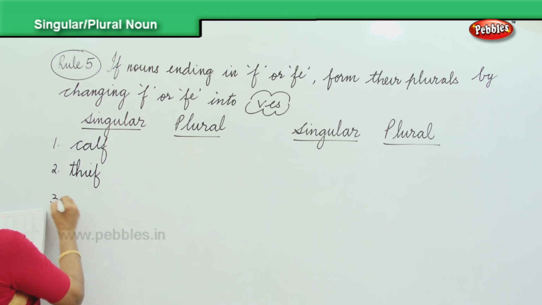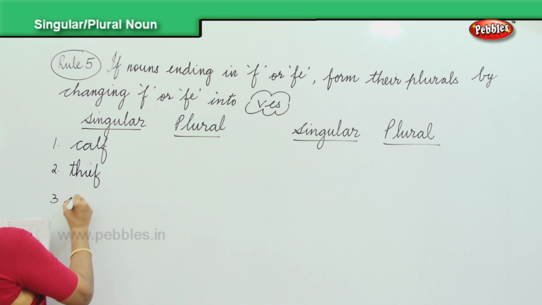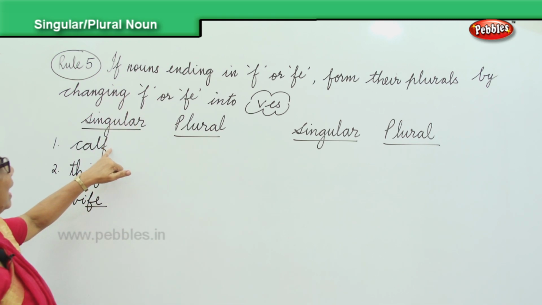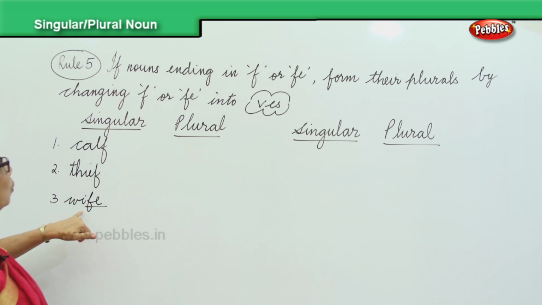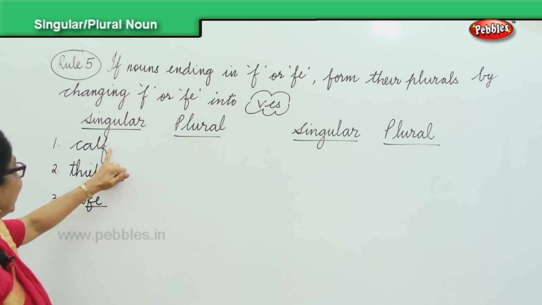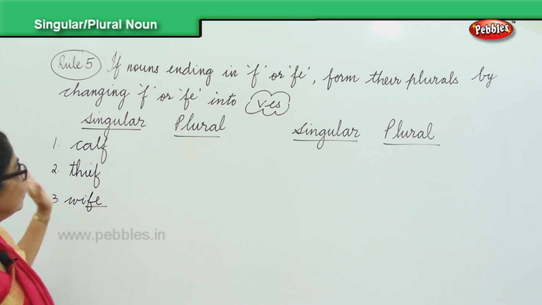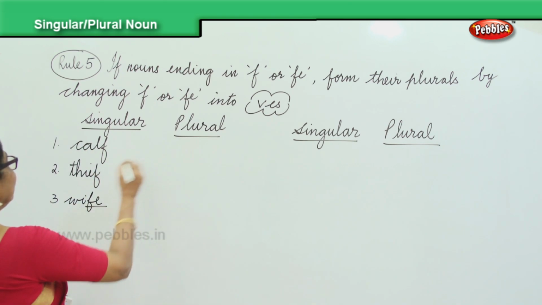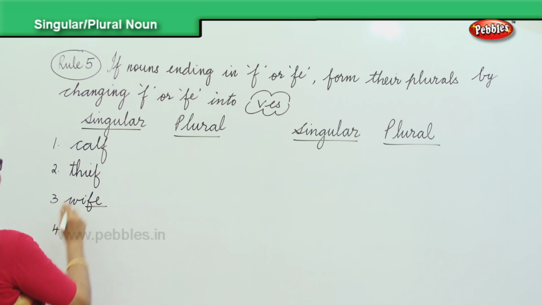Wife. FE. I just want you to see nouns ending in F and nouns ending in FE. We are going to form the plural. The F or FE, we simply take it away and you put VES. Now, I'll put in more for you.